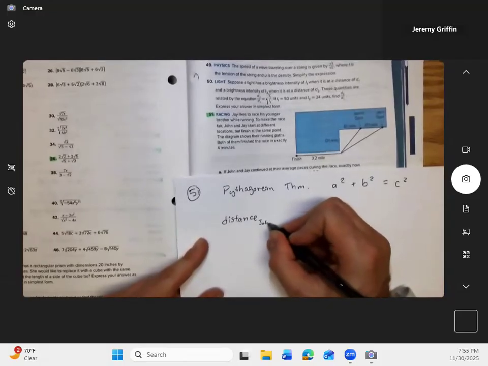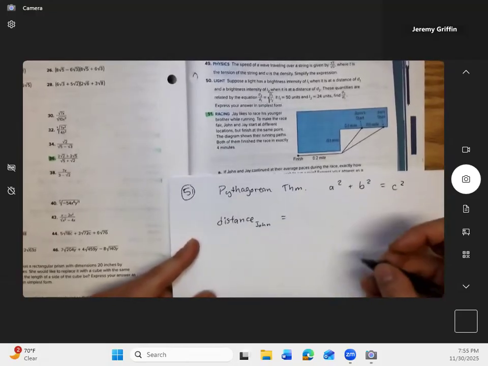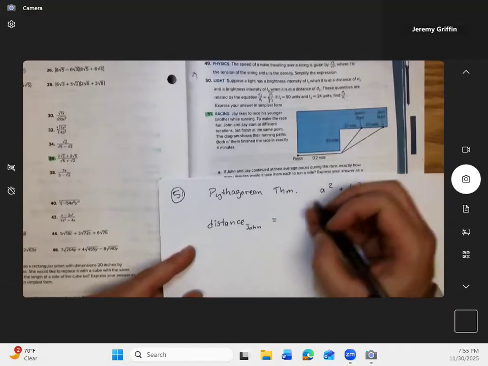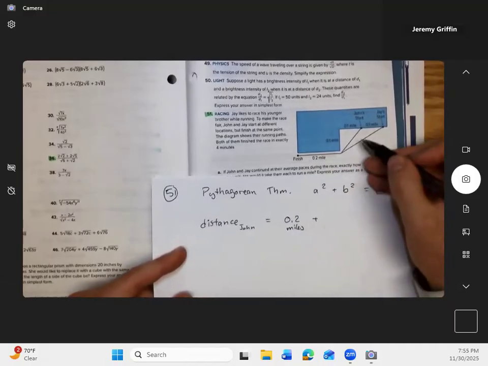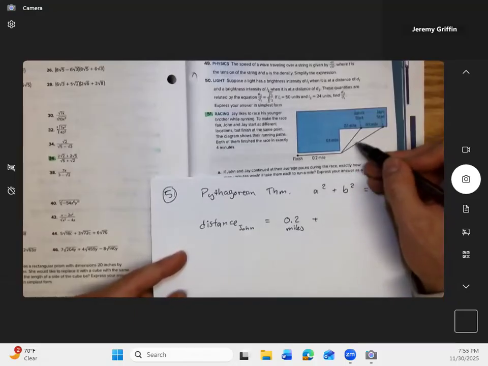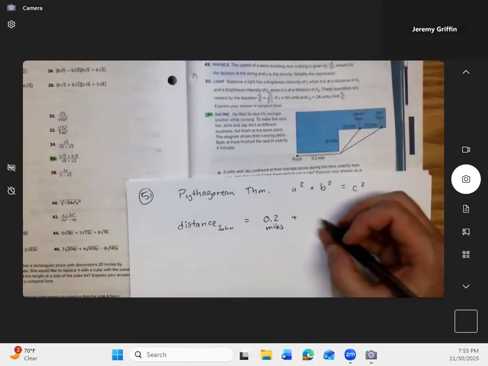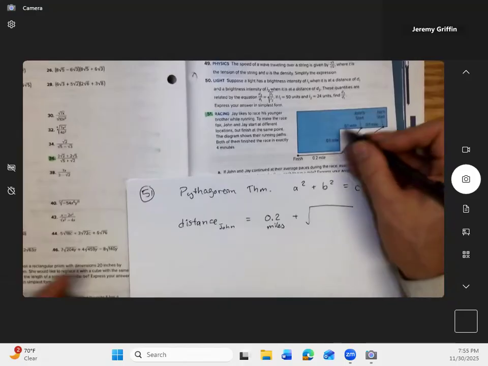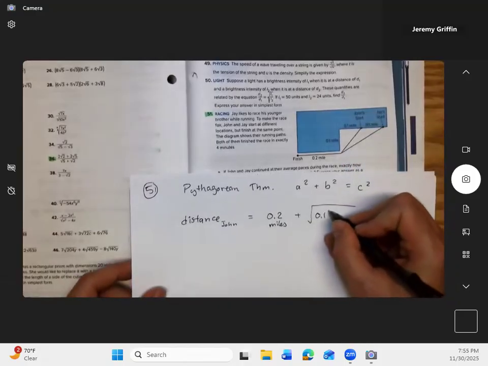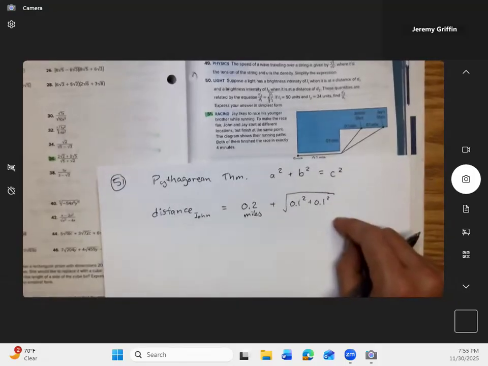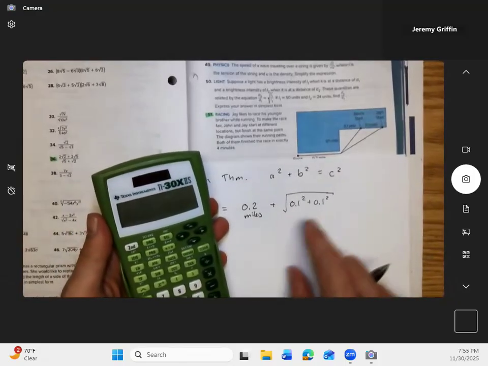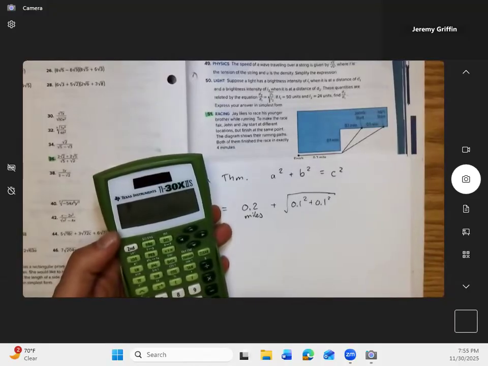Let's start with John, the younger brother. It's definitely this 0.2 mile stretch, 0.2 miles, I guess these will all be miles, plus this hypotenuse of this small triangle. So that's the square root of a squared plus b squared. So 0.1 squared plus 0.1 squared. That's 1 over 100, 1 over 100. It's like 2 over 100.